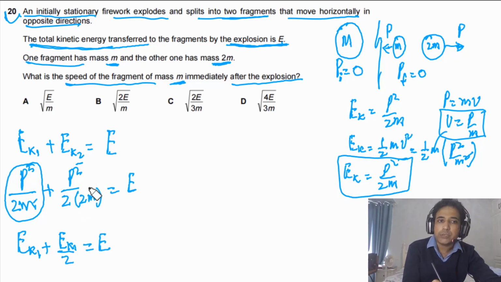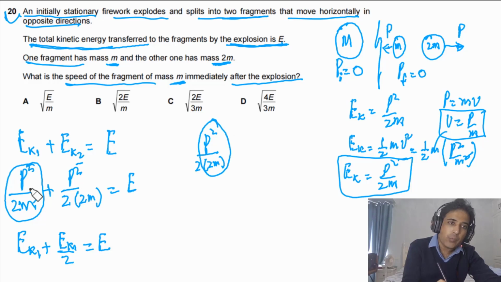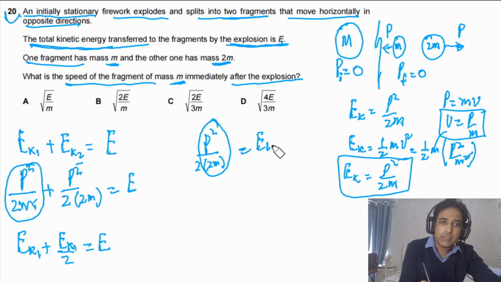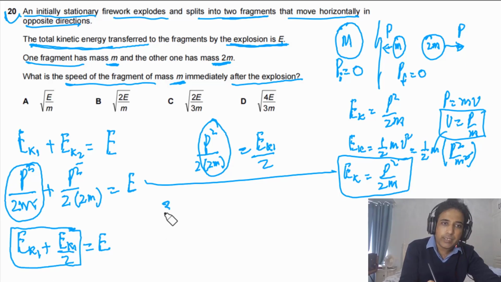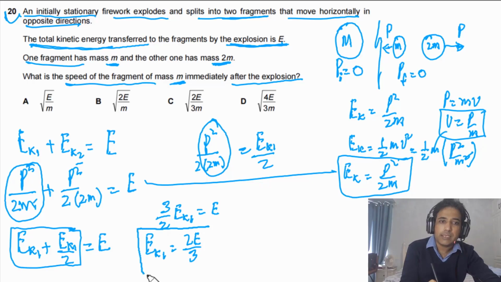I hope this makes sense. We have written p squared divided by 2 and here we have 2m, and the first one is equal to ek1, so this is ek1 divided by 2. This is how we got ek1 by 2. From here, if we add these two together, we get 1 plus 1/2, so we get 3 by 2 ek1. This is equal to E. So from here ek1 will be equal to 2E divided by 3. So this is the kinetic energy of fragment 1.